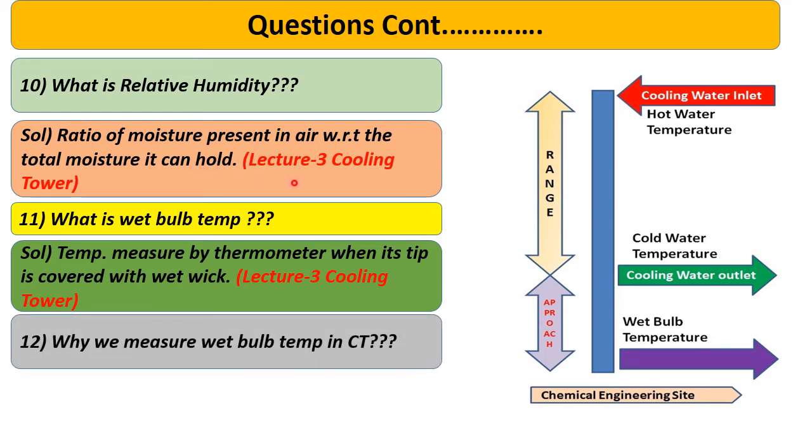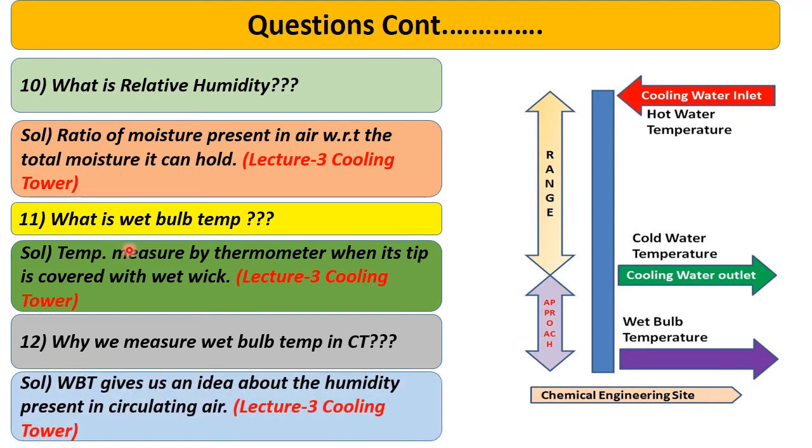Why do we measure the wet bulb temperature in the case of a cooling tower? Actually, the wet bulb temperature gives us the exact measurement of the relative humidity of the air that is coming into the cooling tower. That's why we always go for wet bulb temperature. It gives us an idea about the humidity present in the circulating air. I have described this in a detailed way in my lecture 3 of cooling tower.